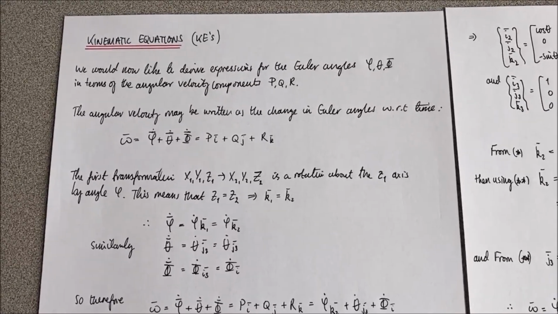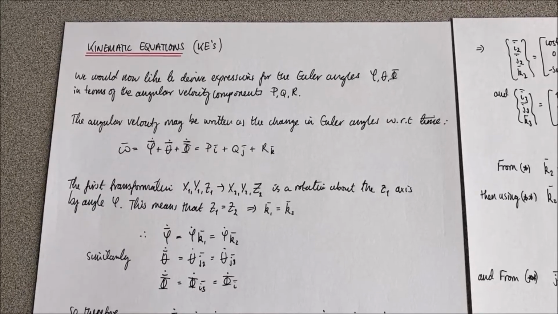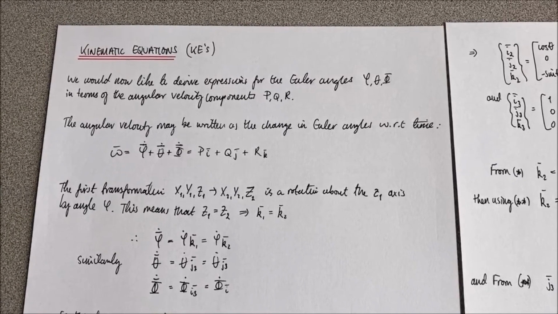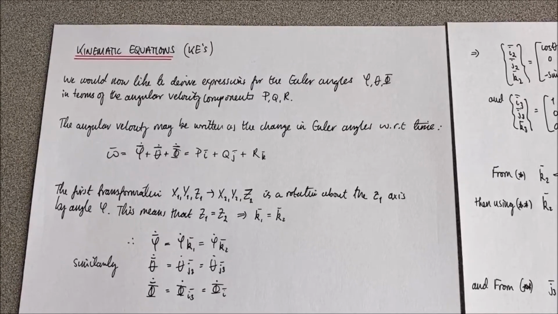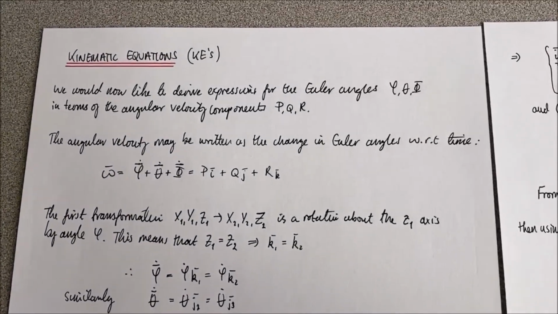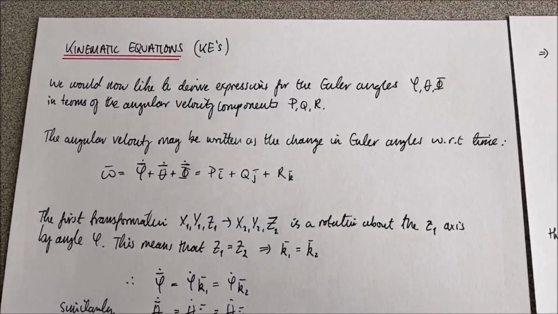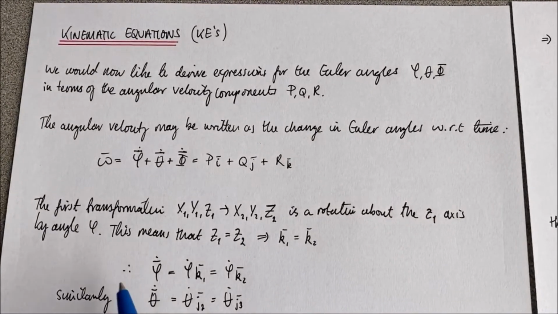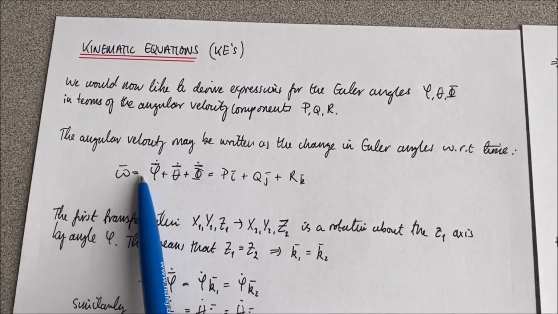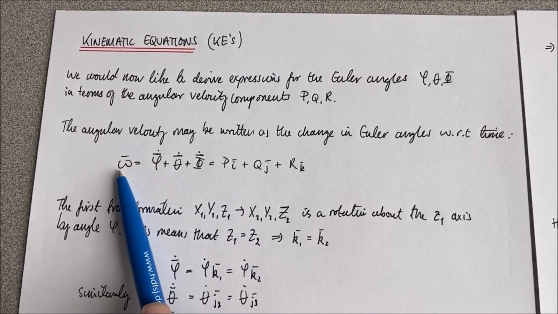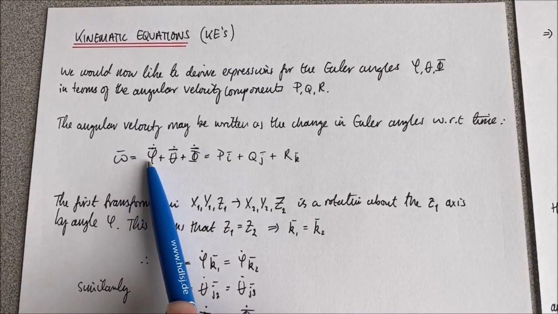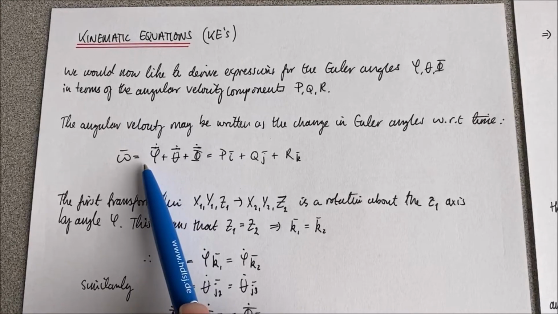So as we've just discussed, in order to solve the flight path equations, we actually need the Euler angles in terms of the angular velocity components. So to do that, we're going to use the kinematic equations. So we have our angular velocity vector, omega, and we can write that angular velocity vector as basically changes in the Euler angles with respect to time, right?